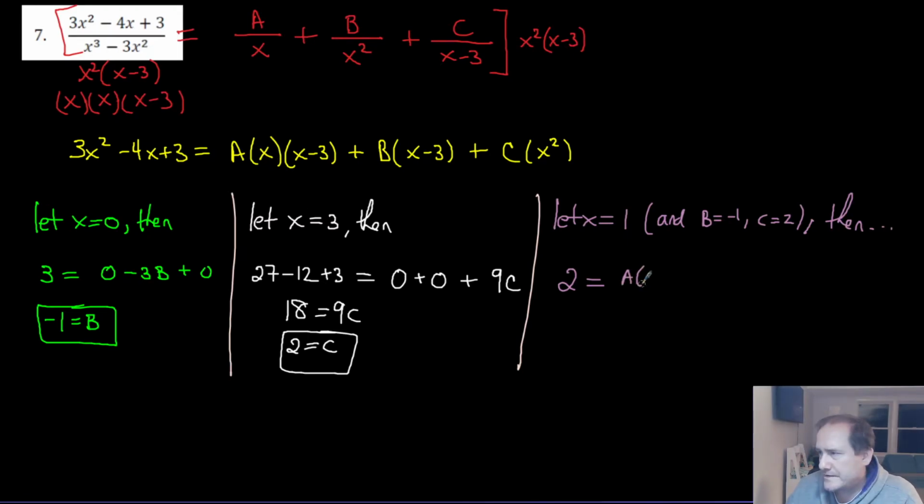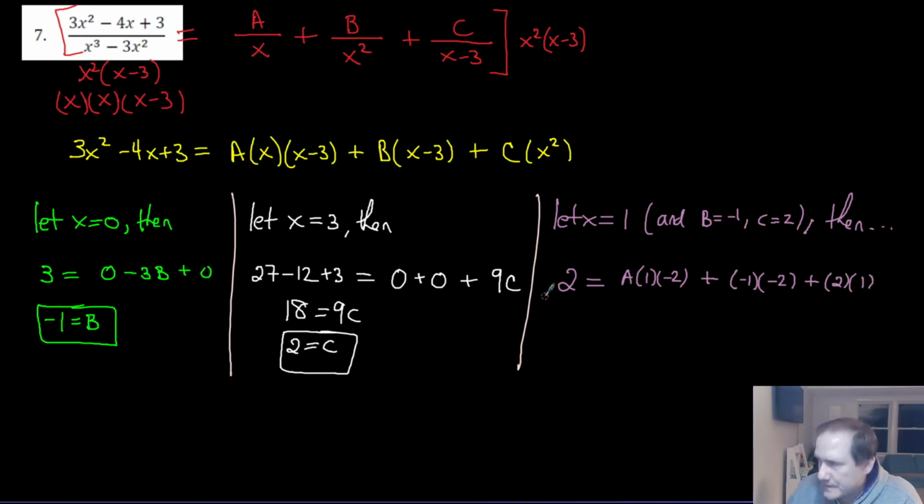It's going to be a times 1 times -2, right? Then we know b. We're plugging in for b, so b becomes -1, and we're letting x be 1, so 1 minus 3 is -2. And c is known. We're plugging in for c, it's 2. And if x is 1, 1 squared is 1.